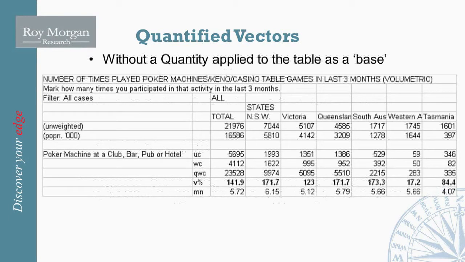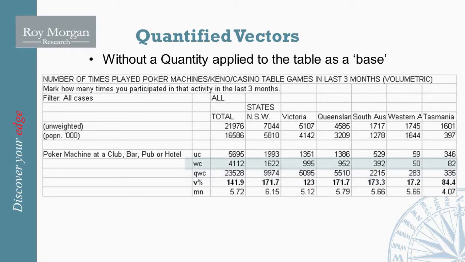So in this example, we don't have a quantity applied to the table as a base. We have a volumetric variable, and you can see this at the top of the table. And we have one group within that variable showing in the rows. This volumetric group will include a weighted count and a quantity weighted count automatically as part of its properties. If you've ticked the box in settings to show weighted count and quantity weighted count, then both of these will automatically be displayed on the table.